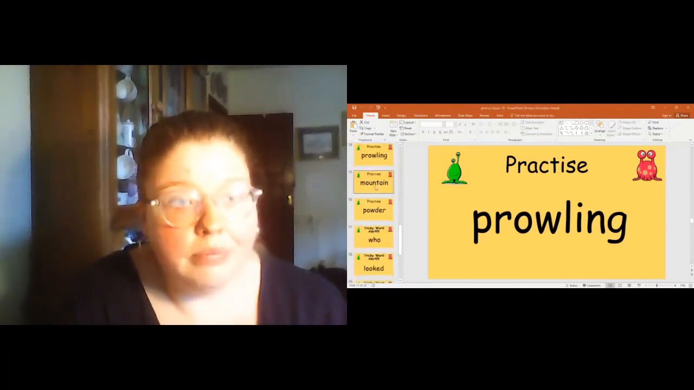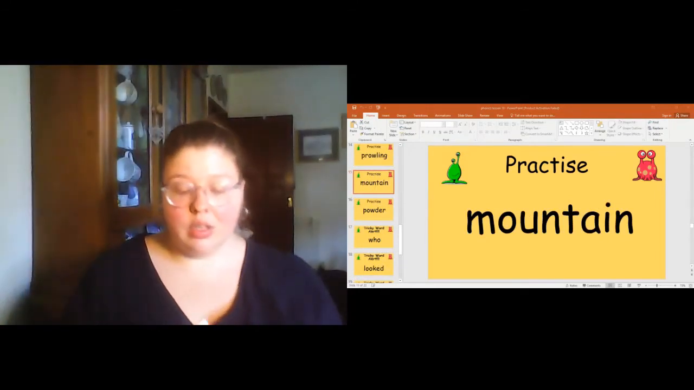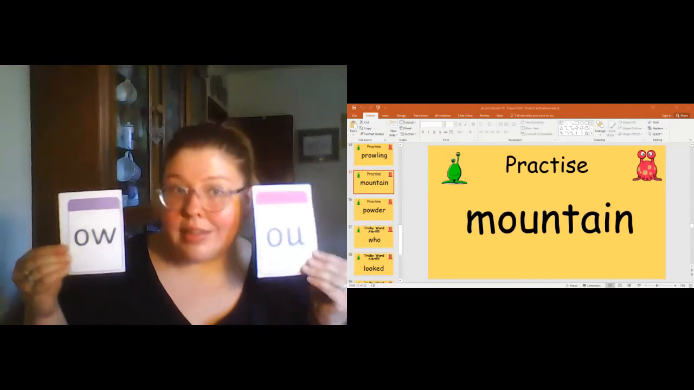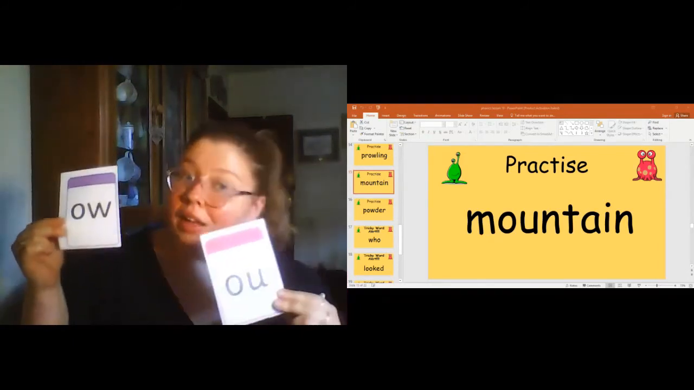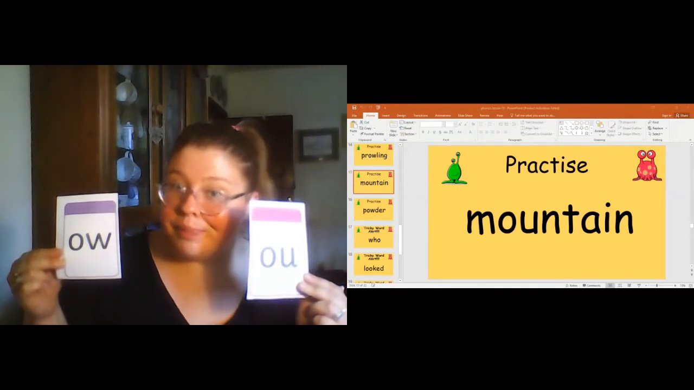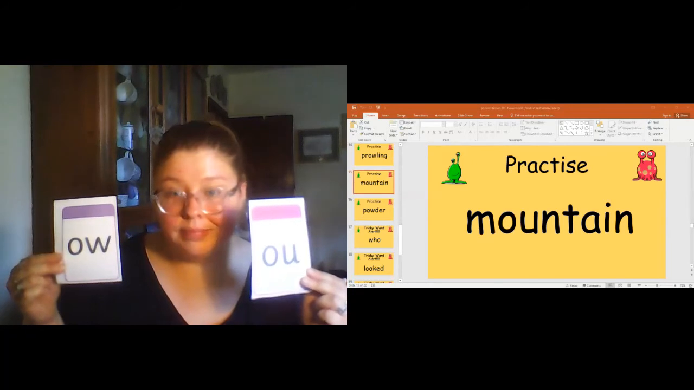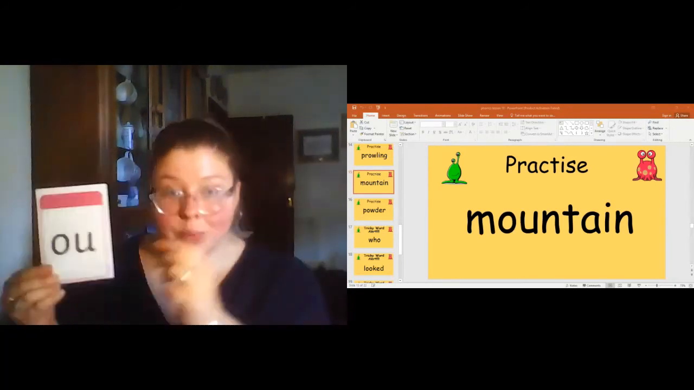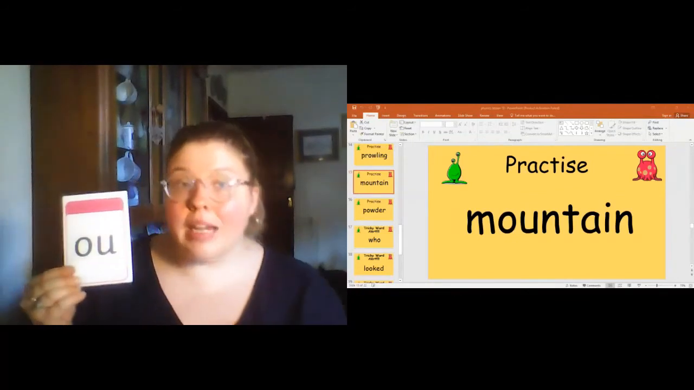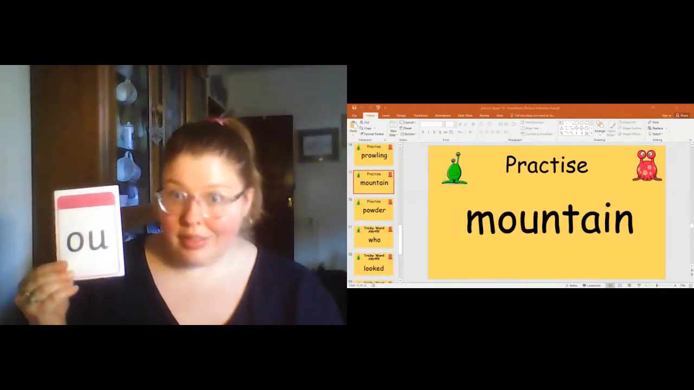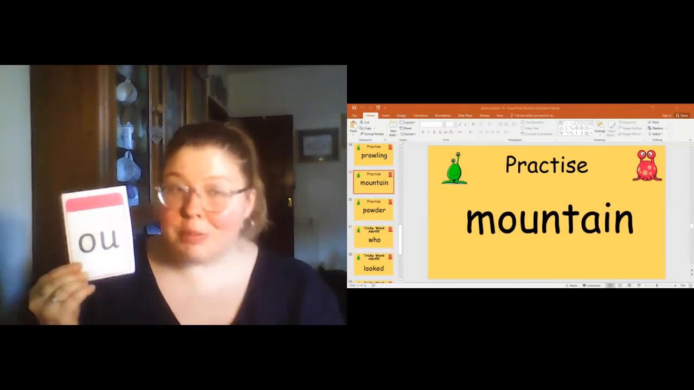Okay. Have a look at this tricky word. Which ow is in this tricky word? You're right, it's this one. Now, the tricky bit in this word is that A is making an I sound. And I think that will help you to blend this word back together.